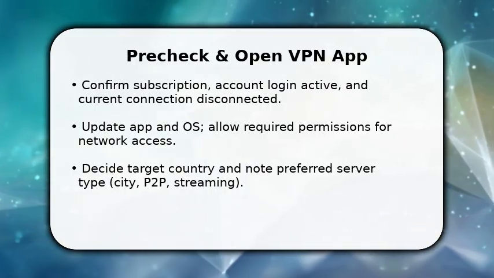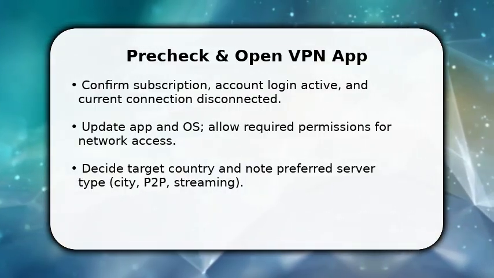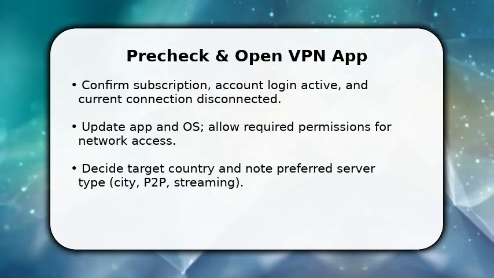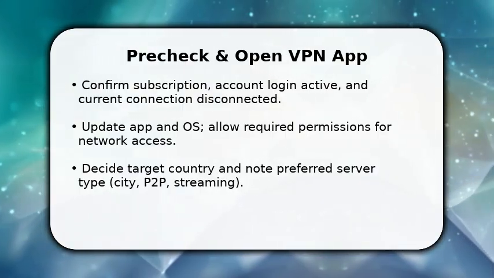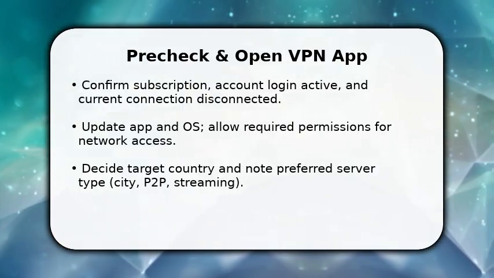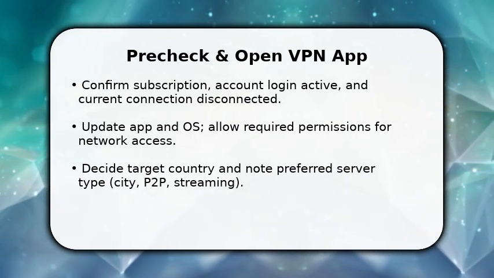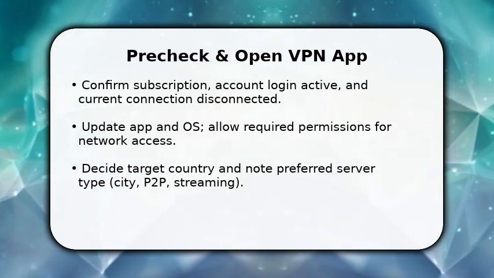You should also decide which country you need and whether you want a specialty server like streaming or P2P. Make sure the app has network permissions so it can change routes. This prevents failed connections when you attempt to switch country settings.